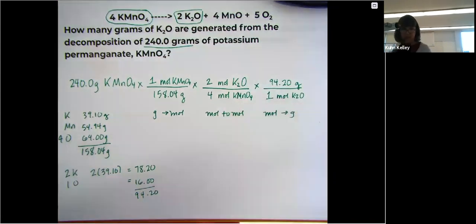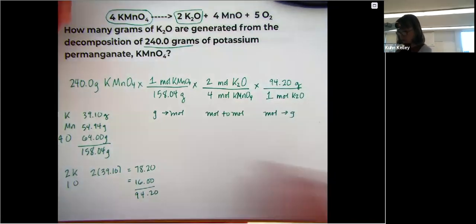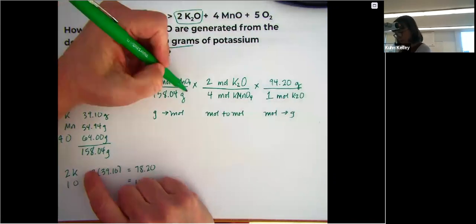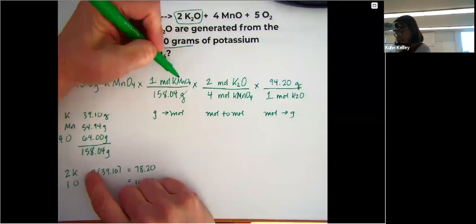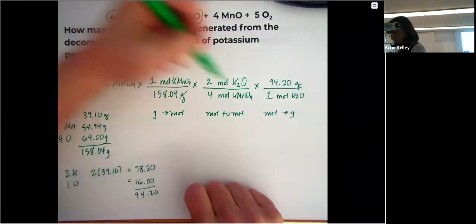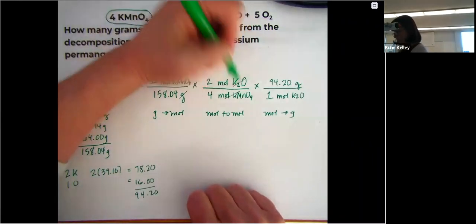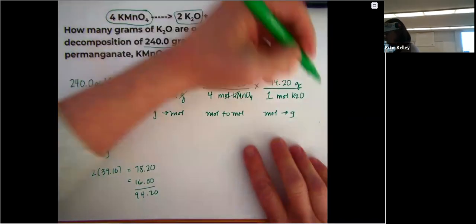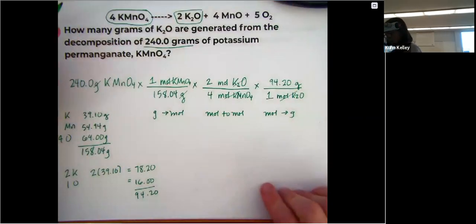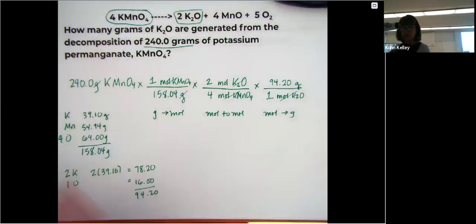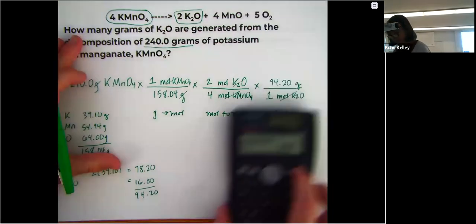What do I mean by making sure the units cancel? Well, you notice how I started out with grams, and I've got grams on bottom. I've got moles of potassium permanganate on top, moles of potassium permanganate on bottom, moles of K2O, potassium oxide on top, moles of potassium oxide on bottom, and I'm ending at grams. So following those units helps me to figure out if I've set it up correctly. So the last thing we're going to do is put this in the calculator.